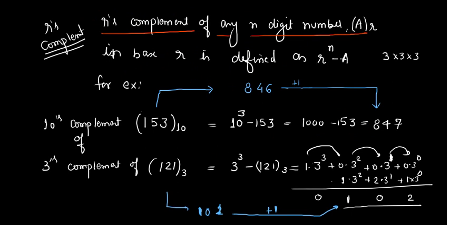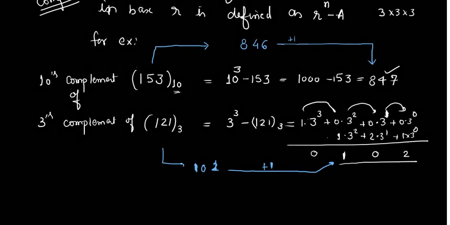For example, we want to represent 153 in tens complement form, because 153 is in decimal. The answer would be 10 to the power 3 minus 153. And if we do it, we'll get 847.